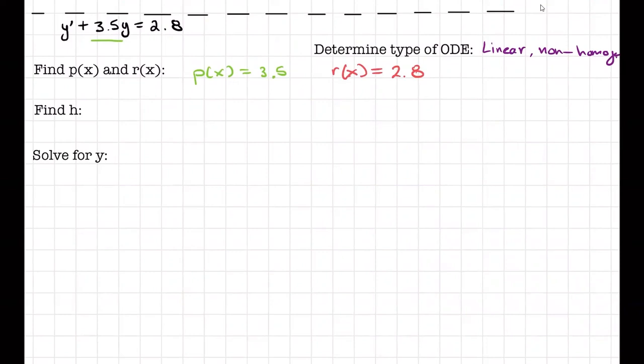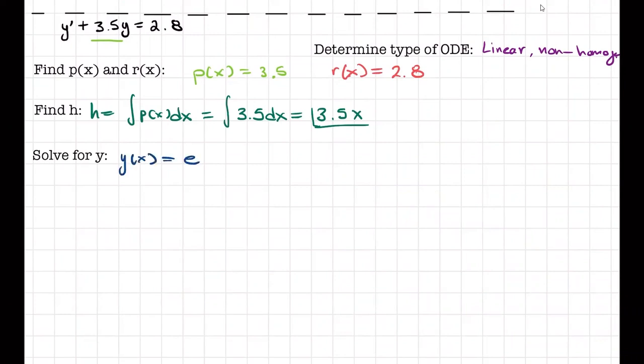And from here, we know that h is simply the integral of p of x dx. So in this case, it's the integral of 3.5 dx, which is pretty straightforward. We're going to get just 3.5x. And that's for h. Okay, now we need to solve for y. And to solve for y, we use a formula, which is y of x equals e to the negative h times the integral of e to the h times r of x dx plus c.